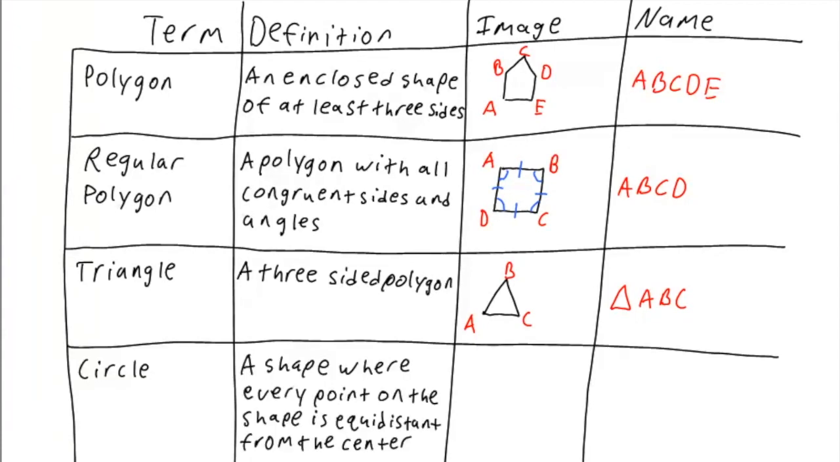Next is a circle. It's a shape where every point on the shape is equidistant from the center. Now you're going to say, what does equidistant mean? Equidistant means same distance. So every point on the shape is the same distance from the center. So here's a circle, and notice I marked it with a point C. This is the center of the circle. So its name is this, which translates to circle with center C. So that's how you'd name it. You draw the circle, put the center, and then put the letter of the center.